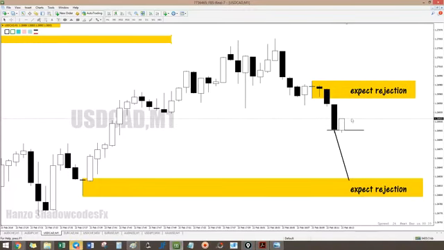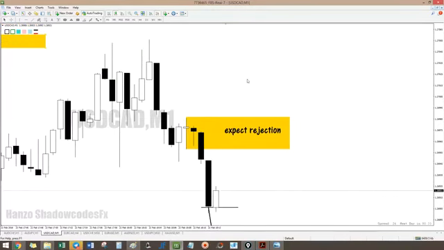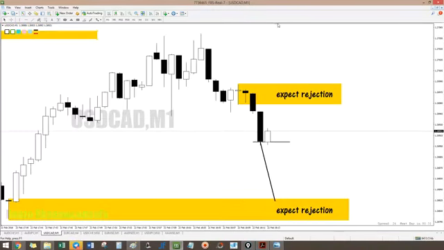So let's see what price will do. This is a live trade. Okay, oh, sorry. Expect a rejection here.